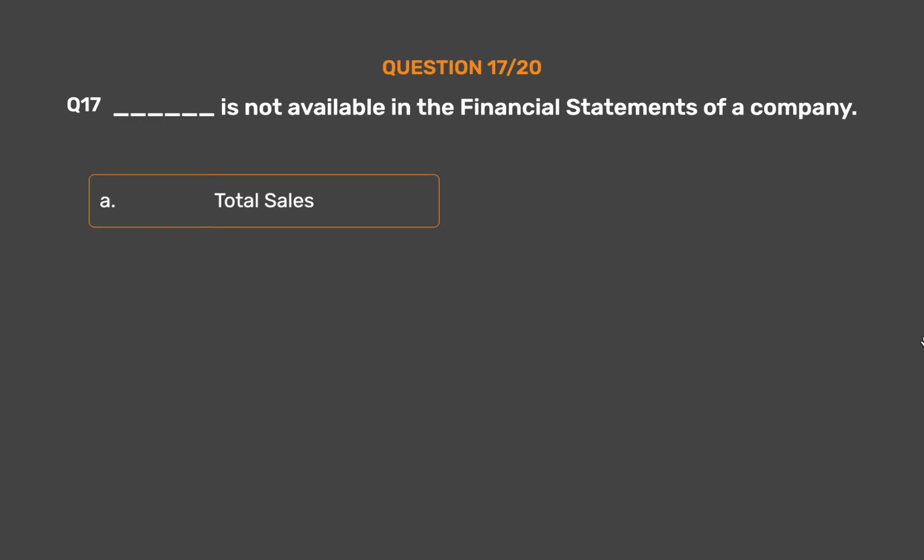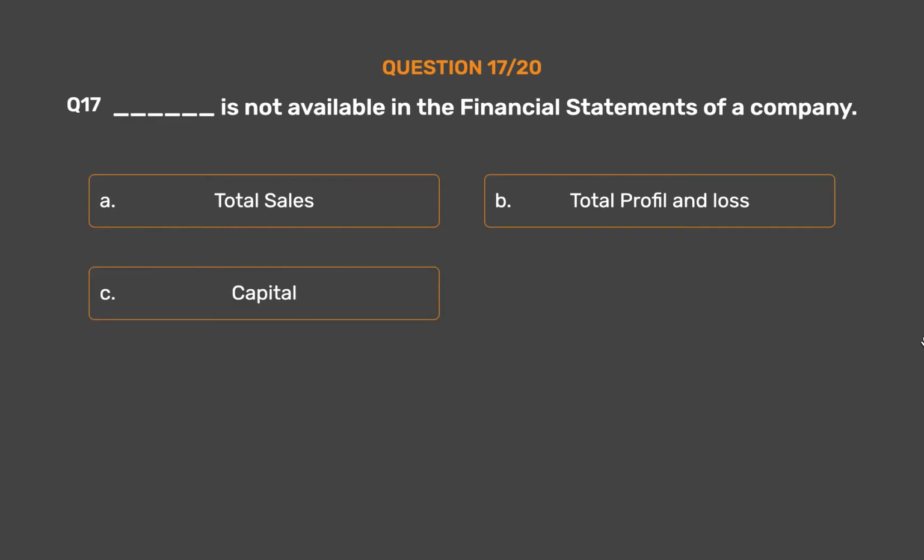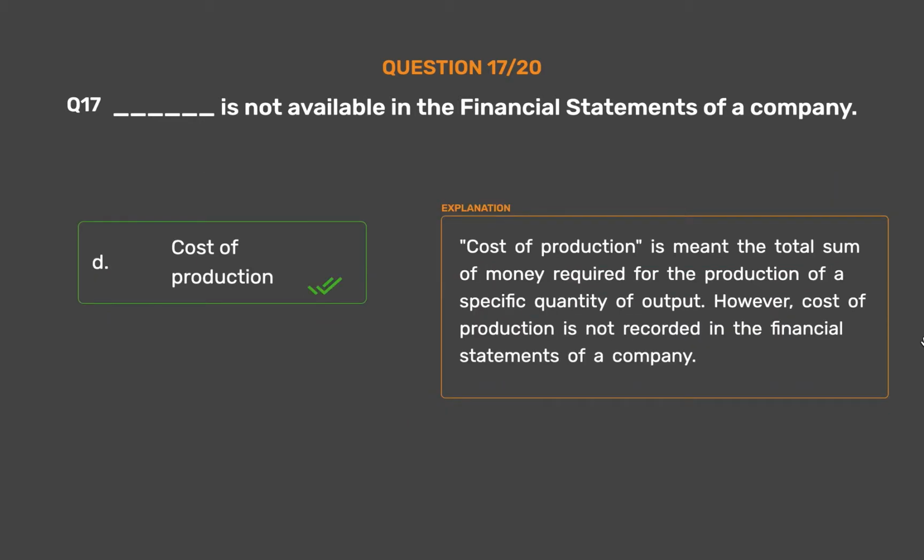Option A, total sales. Option B, total profit and loss. Option C, capital. Option D, cost of production. The correct answer is option D, cost of production. Cost of production is meant the total sum of money required for the production of a specific quantity of output. However, cost of production is not recorded in the financial statements of a company.